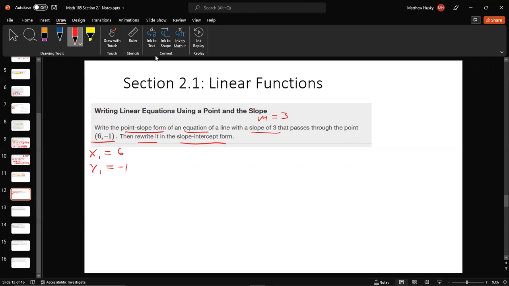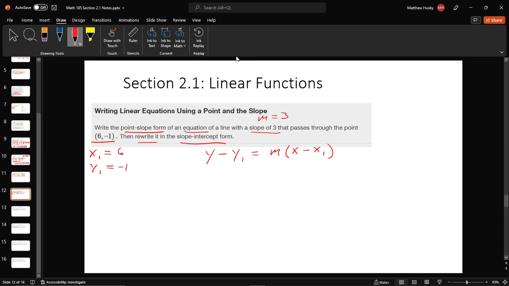Fun fact, writing your answer in point slope form is a perfectly legit thing to do. And if they don't tell you to write it in a different way, you could just put the numbers in and call it a day. Here they're having us write it in point slope form, and then they also want to change it to y equals mx plus b. So we're kind of doing both, but what's the formula here? y minus y1 equals m parentheses x minus x1.